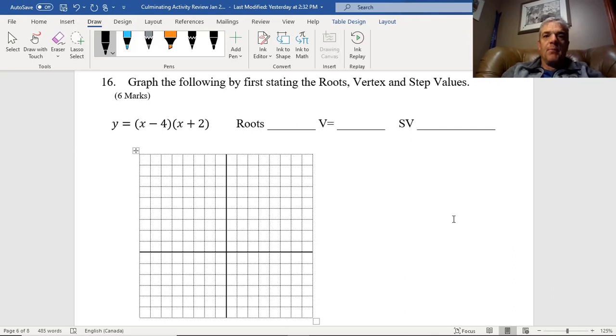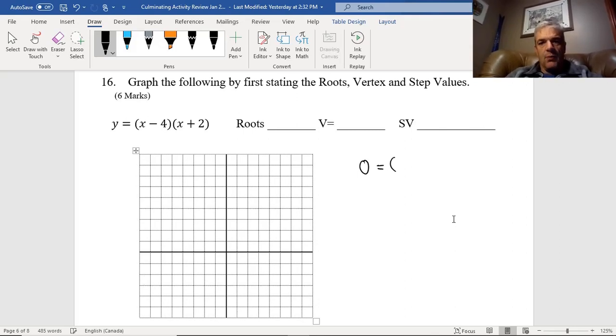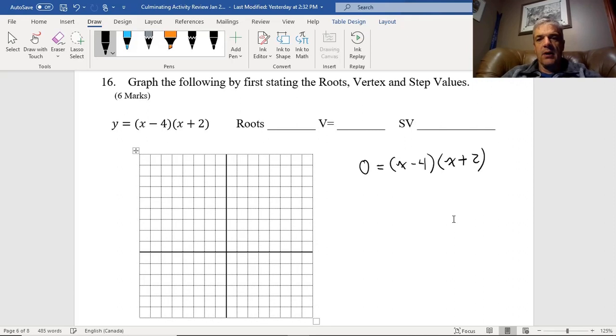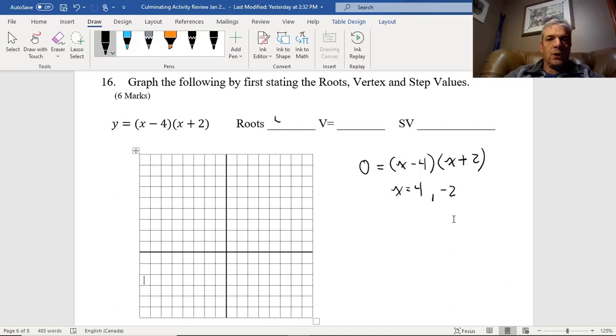Okay, so now my roots are where it will cross the x-axis, where this equation will be 0. So if you think about it, y becomes 0, and you have (x minus 4)(x plus 2), and you can ask yourself, well, where along here is this going to be 0? And this will be 0 when either of these two things become 0. So x equals 4. If you put 4 in here, 4 minus 4 would be 0. Or if you put minus 2, because minus 2 plus 2 would be 0. So my roots are 4 and minus 2.